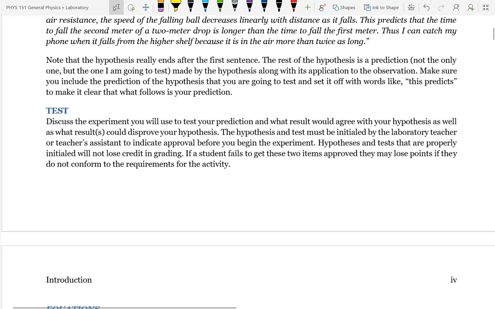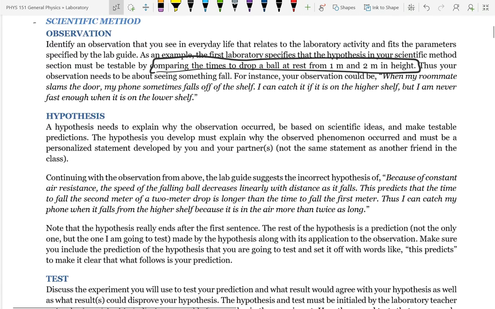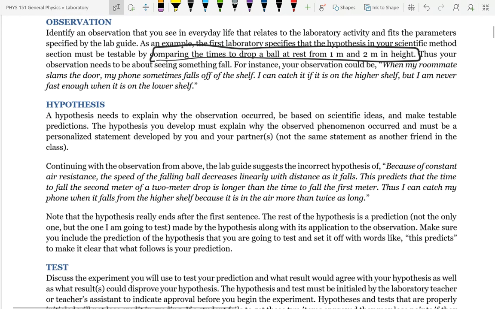And so then you have the test. This is how I'm going to test it. And your test should say what result will confirm your hypothesis, what result will disprove it. So you need to say what your test is going to be. Today, the test will be, I'm going to drop a ball 1 meter and measure the time, drop the ball 2 meters and measure the time. And then you need to say what outcome will confirm, what outcome will disprove your hypothesis. So that's the first section there, the scientific method. Any questions about the scientific method section?